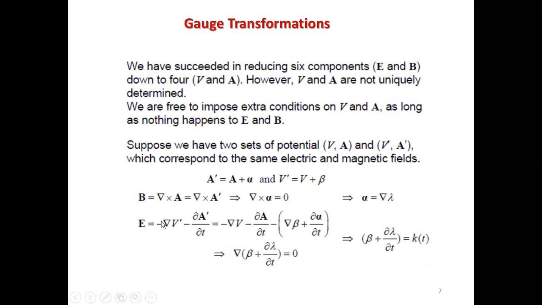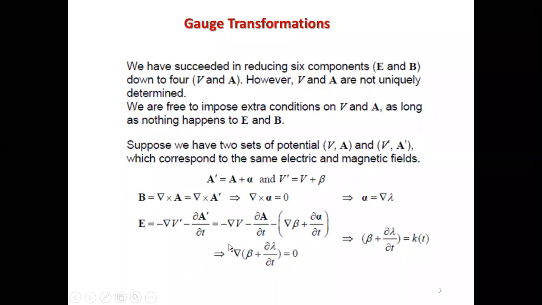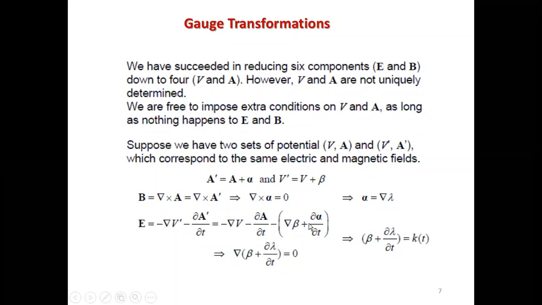Similarly, E equals minus grad V minus dou A over dou t. Here we changed V to V prime; we took this relation for V prime and A prime. Now substitute the value of V prime, that is V plus beta, and A prime, that is A plus alpha. You will get this term and some same term, which is basically E equals minus grad V minus dou A over dou t. This is E. So this E and this E will be cancelled. So you will get minus grad beta plus dou alpha over dou t equals 0.